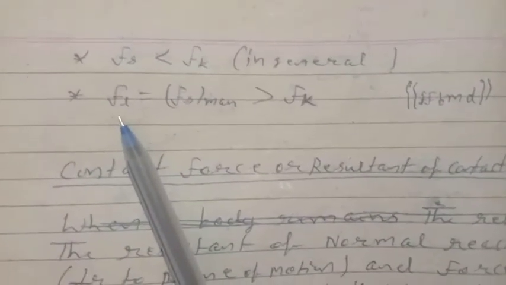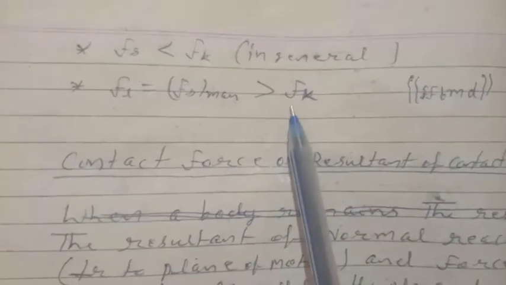There are two points. Fs is always less than Fk in general, and Fl, that is limiting friction force, which is called maximum static force, is always greater than kinetic friction.